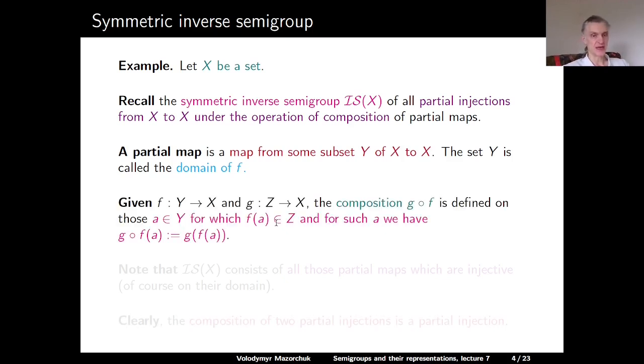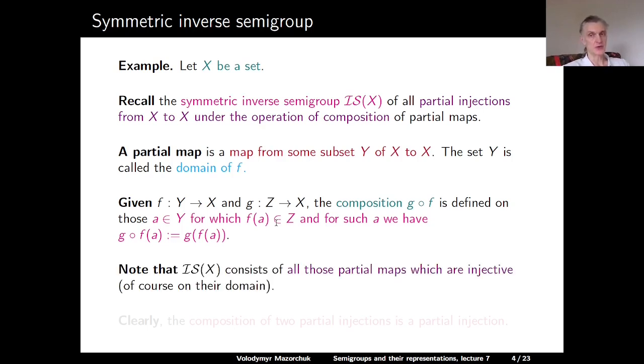Given two partial maps, F from Y to X and G from Z to X, the composition G after F is defined only on those elements A in Y for which F of A belongs to Z. And for all such A, the composition of G after F applied to A is defined as the usual composition G of F of A. Note that the inverse semigroup consists of all partial maps which are injective. Of course, they are injective when considered as maps from their domain to X. And of course, composition of two partial injections is obviously a partial injection.